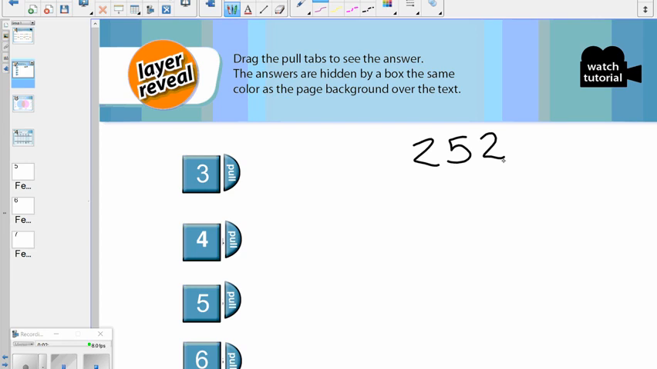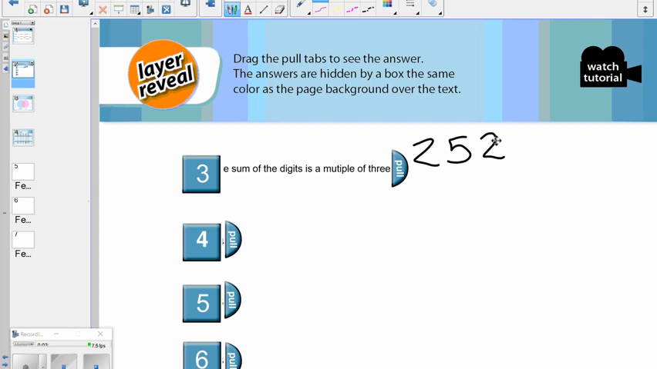So we're going to go through a set of rules that go along with these numbers that allow us to figure out whether or not a value is divisible by 3, 4, 5, and 6 easily. Our first rule: the sum of the digits is a multiple of 3. So we're going to add up these digits. 2 plus 5 plus 2. 2 plus 5 is 7, plus 2 is 9.